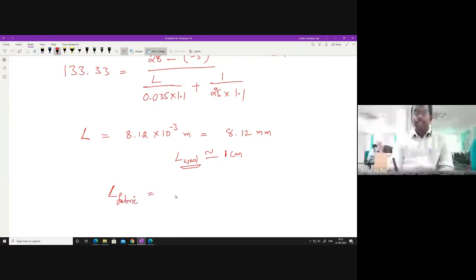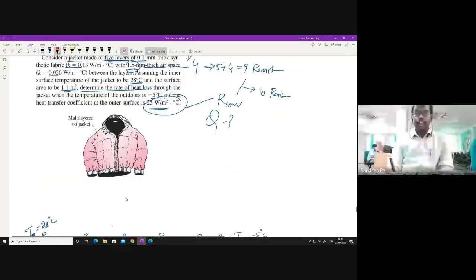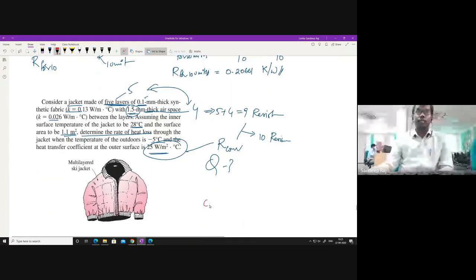and this L is 0.1 into 5 plus 1.5 into 4. Okay, tell me this value. 0.5 plus, this is like 6, right? This is 6.5 mm.